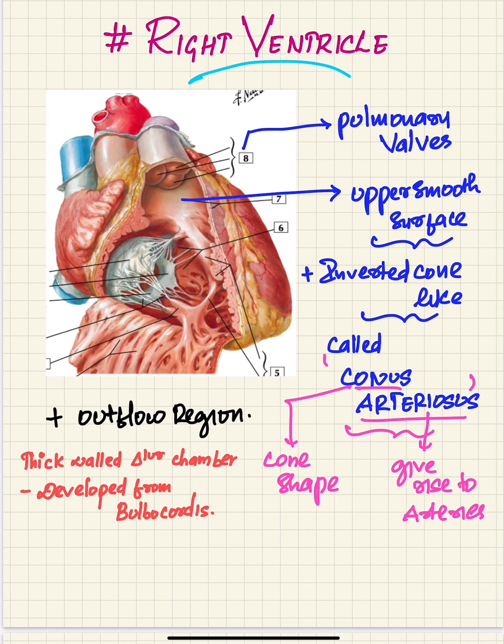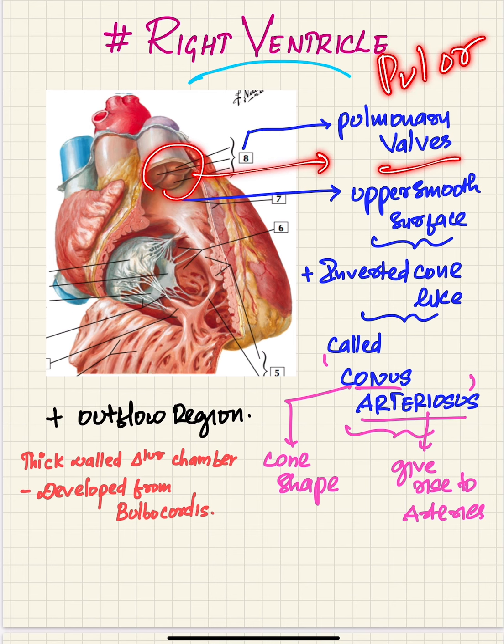Today I would like to talk about the right ventricle. This right ventricle has a thick wall, a triangular chamber that communicates with the right atrium by the right atrioventricular orifice and with the pulmonary trunk by the pulmonary orifice. This pulmonary orifice is guarded by the pulmonary valves. And the external features coming.